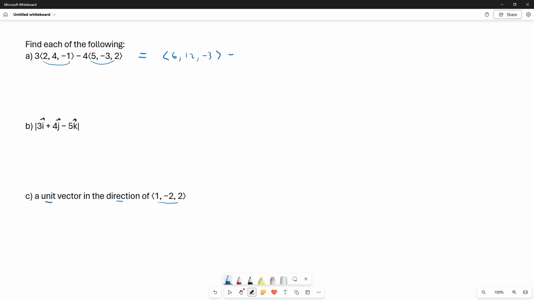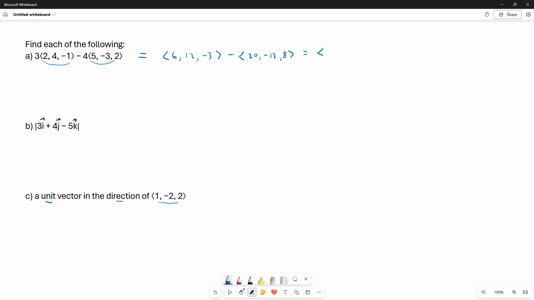And then minus, and we're going to do the same thing here, distribute the 4. So 20, negative 12, 8. And now subtracting vectors in R3 is just like subtracting vectors in R2. We will subtract the corresponding components. So we will get a vector in R3.